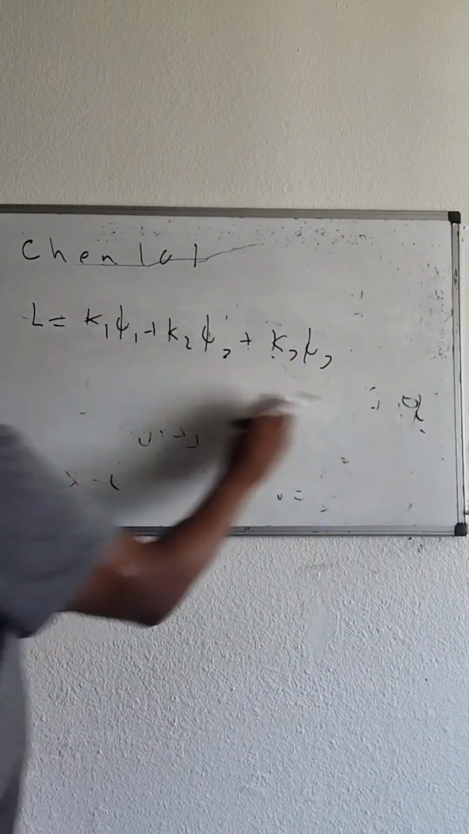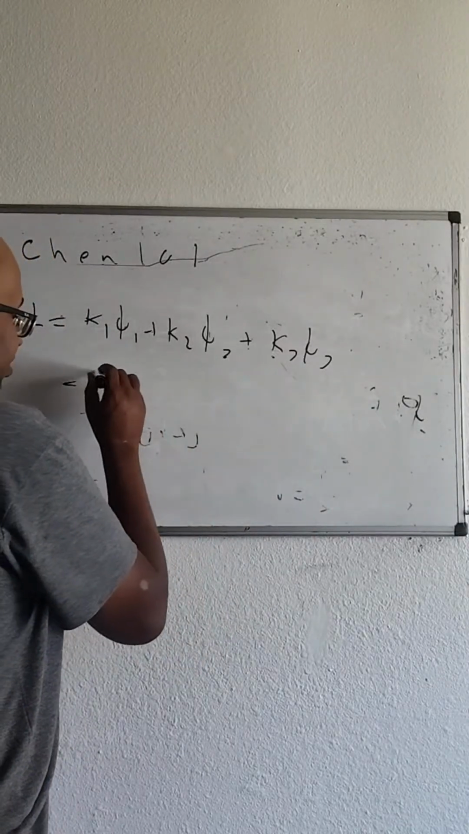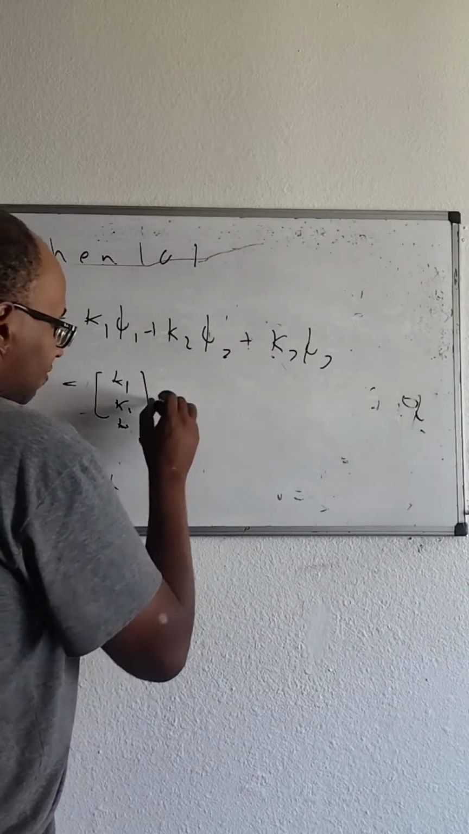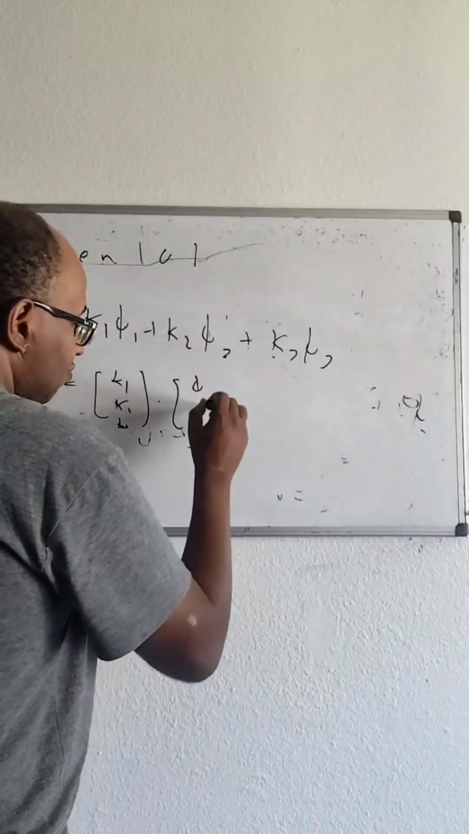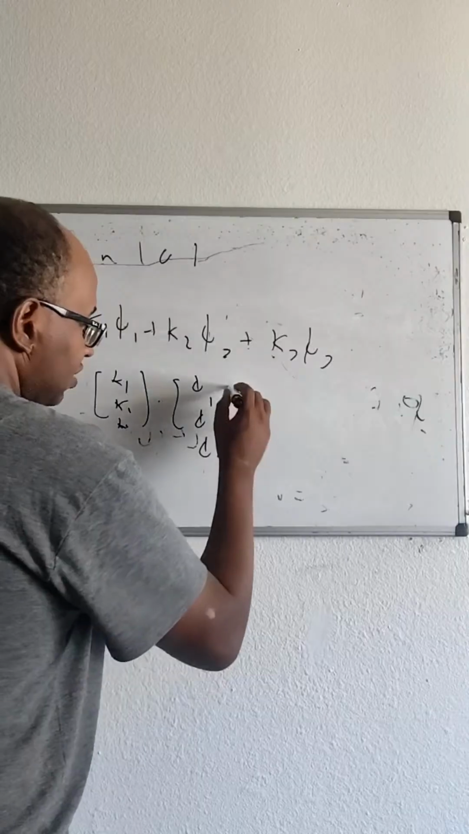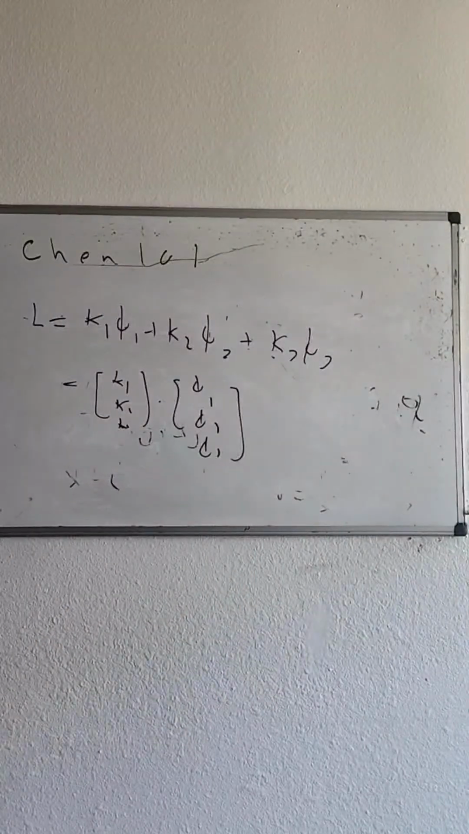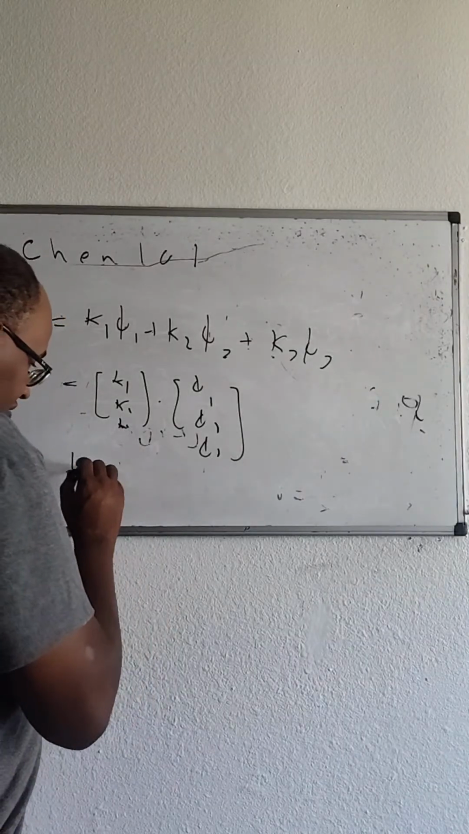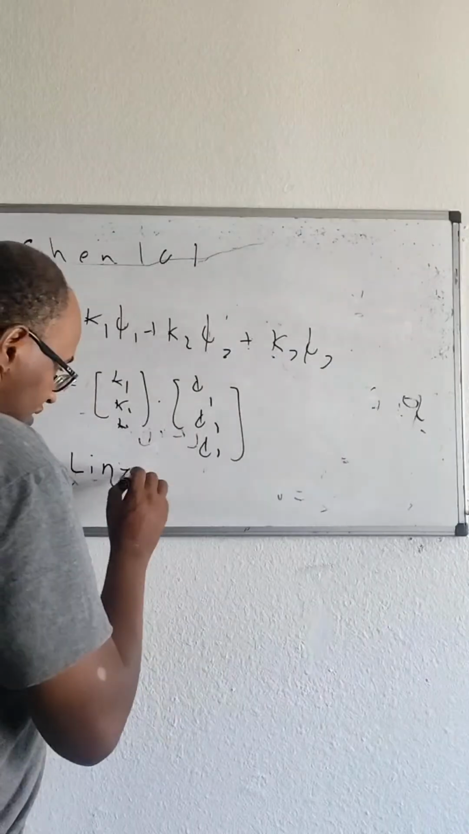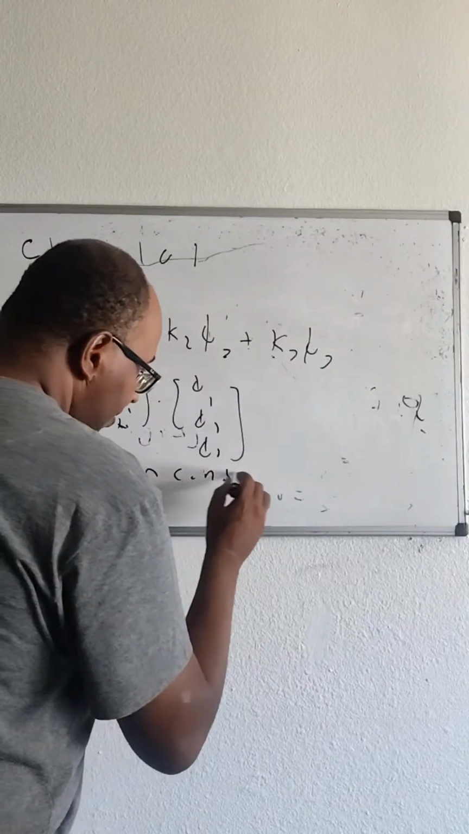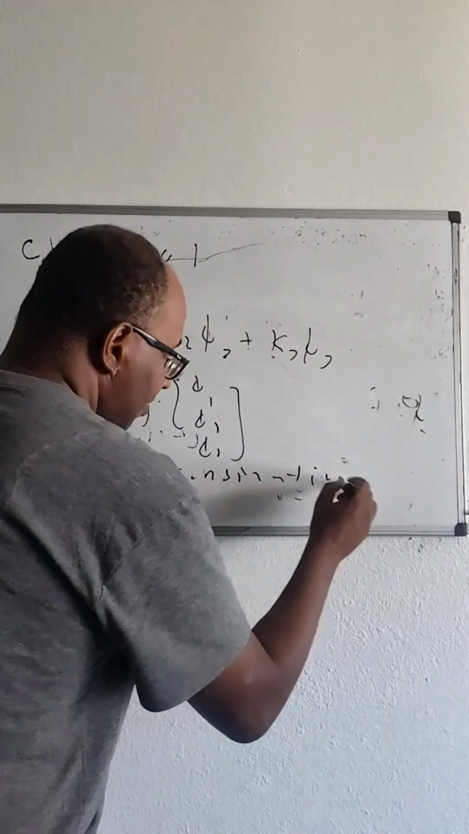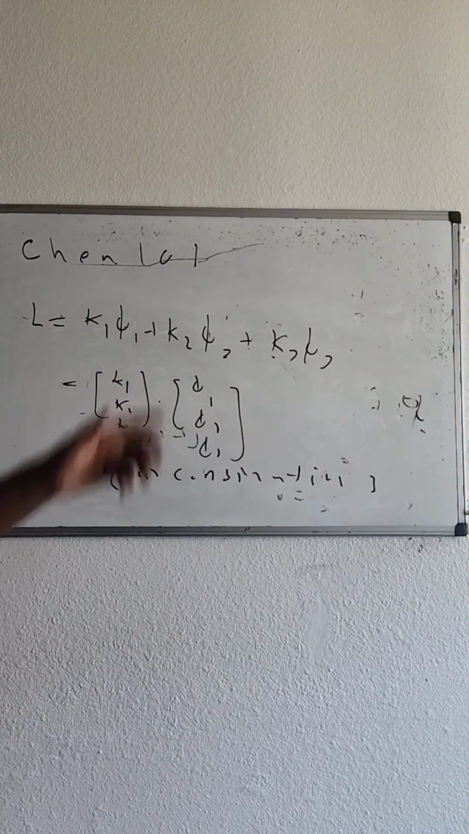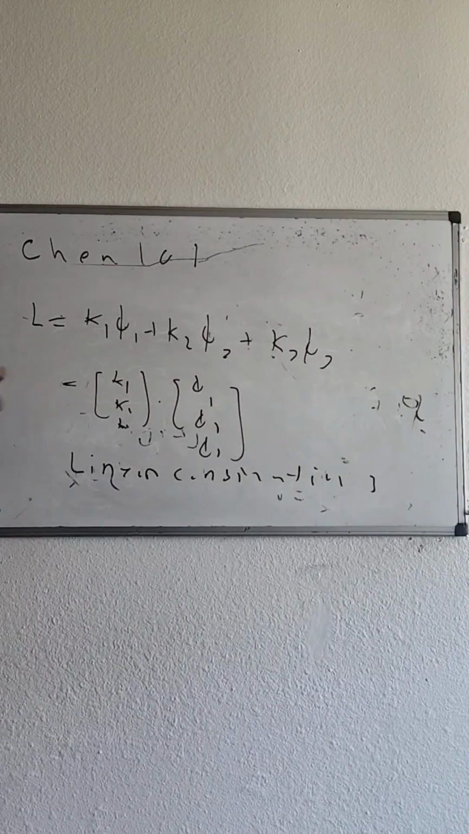Guys, this is linear algebra, right? That's K1, K2, K3. 1, 2, 3. That's linear algebra, and we call this a linear combination. That's all it is. It doesn't matter how hard a problem gets, you have to find a way to break it down. So that's a good question.